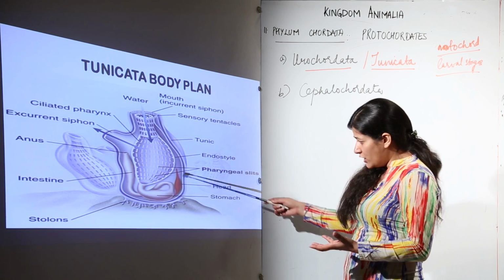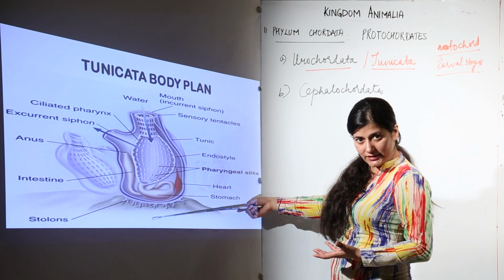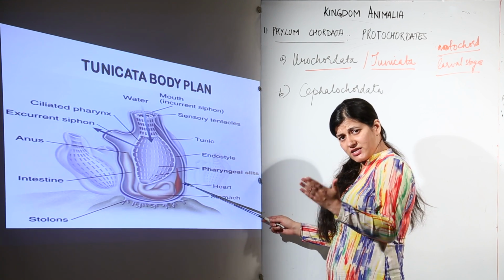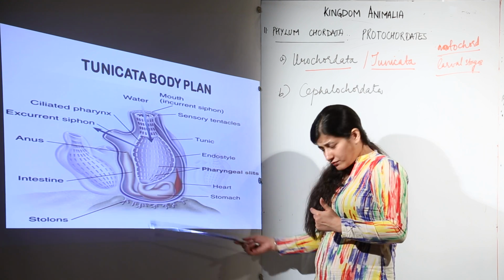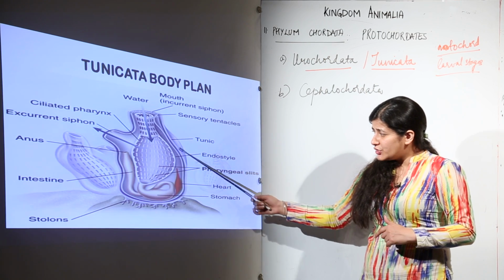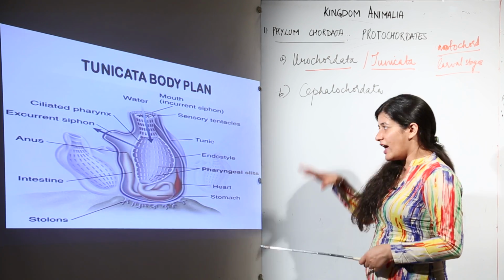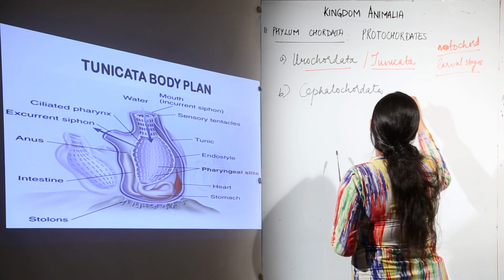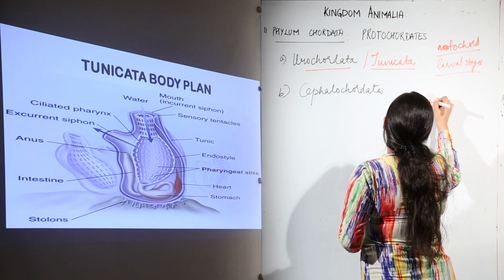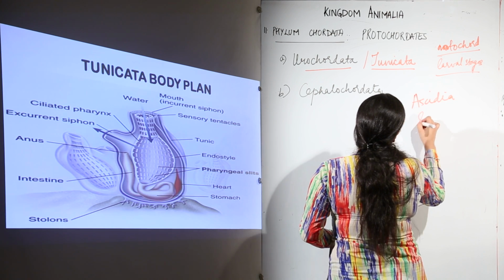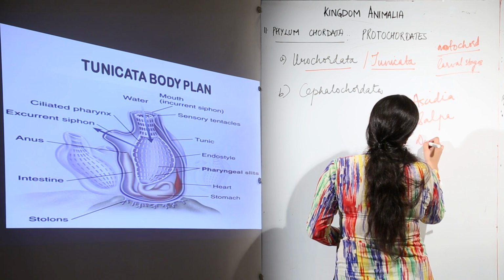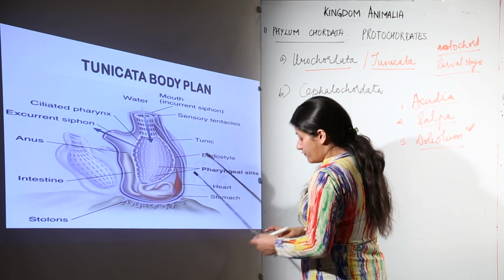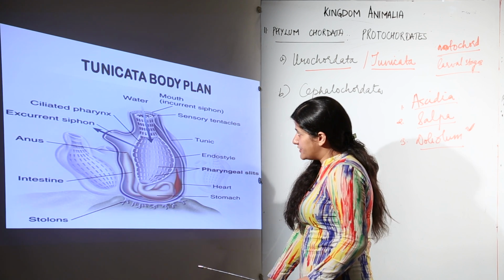There is a heart located towards the ventral side, if we consider this as dorsal and this as ventral. It is better to consider this as anterior and posterior, so the heart is kept towards the posterior part of the body. There is an endostyle, and there is a tunic, which is the reason urochordates are called tunicates. Examples of urochordates are Ascidia, then Salpa, and the third one is Doliolum. The picture that you saw was of Doliolum, which happens to be the best example for the study of tunicates. Moving further, we have Cephalochordates.